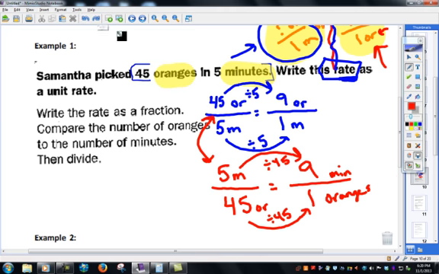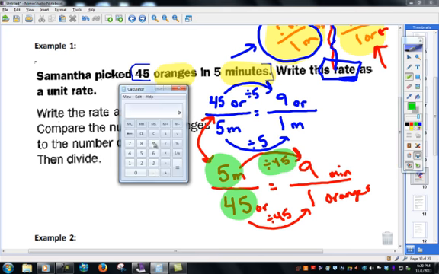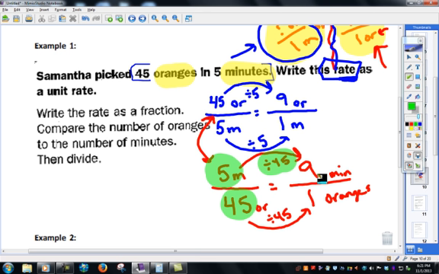Okay? So the mistake that students make is it's all about order once again. I am saying this divided by 45 equals 1. So that means I got to do 5 divided by 45. The order matters. So 5 divided by 45 is going to be a really small decimal, 0.1 repeating. Essentially, this means that it takes her 0.1 repeating minutes to pick one orange. Let me write that.